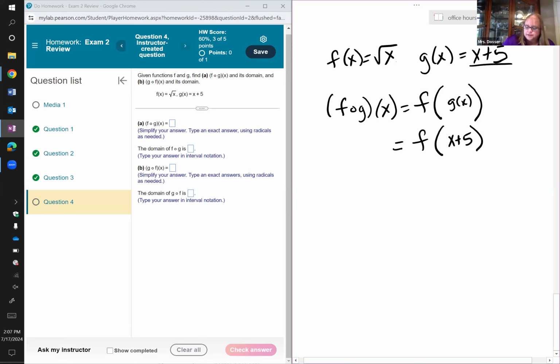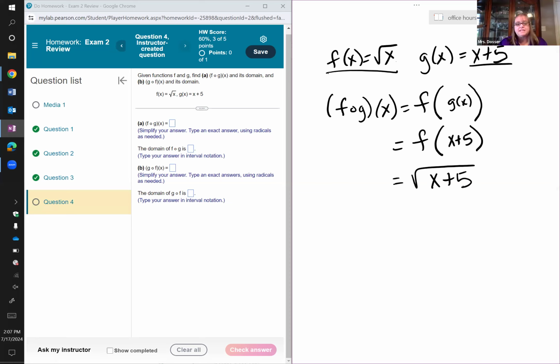And so f of x plus 5 just means to evaluate the f function at x plus 5. Meaning everywhere there's an x, we're going to replace it with x plus 5 in the f function. So this is our f function. And so we're going to replace that x with x plus 5. And so we end up with the square root of x plus 5. And so there's f composed with g of x. And now we just need to find its domain.